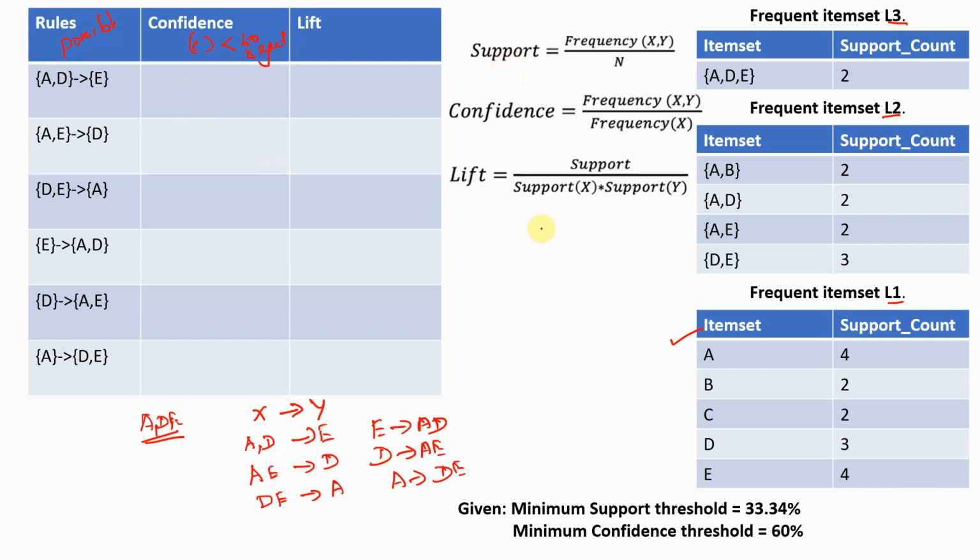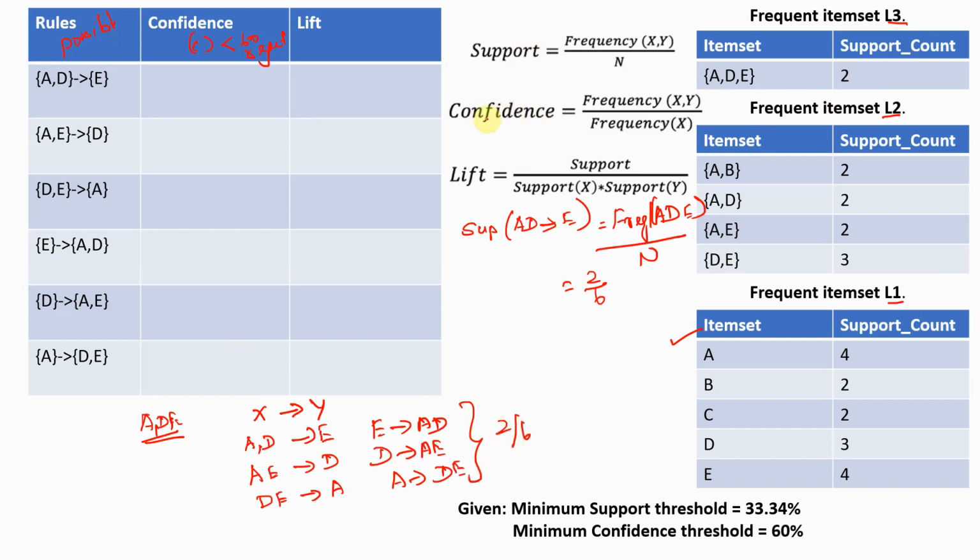To calculate the support, I need to calculate the support of X to Y. Here my X can be AD and Y is E. That represents the frequency of X, Y, which is nothing but the frequency of A, D, E divided by N. I know the frequency of ADE is 2 times in my data set, so out of 6 transactions I have 2 by 6. If you do this, all will have a support value of 2 by 6 only.